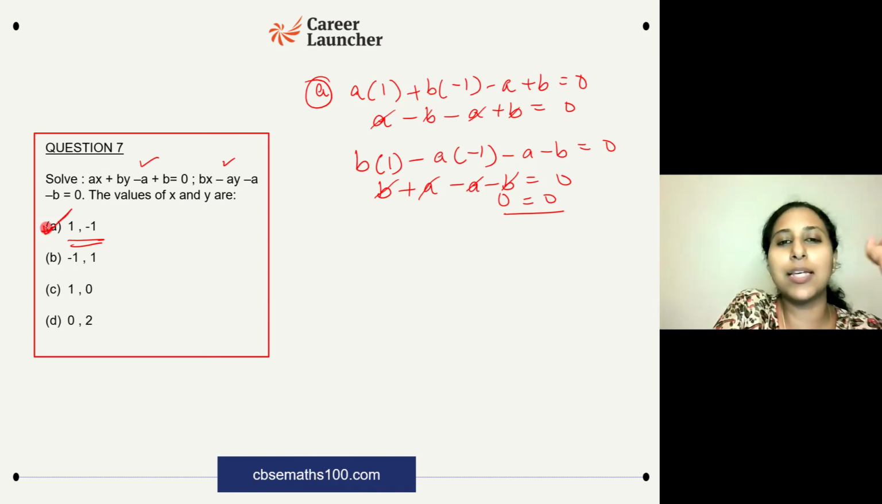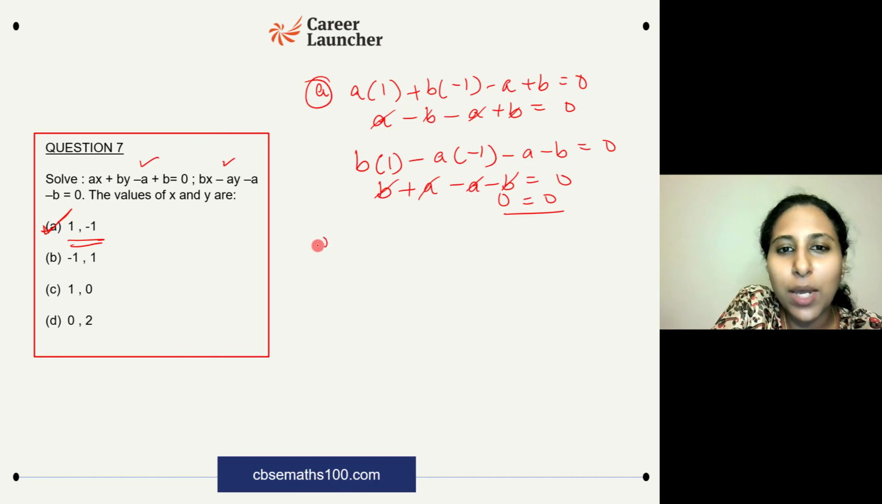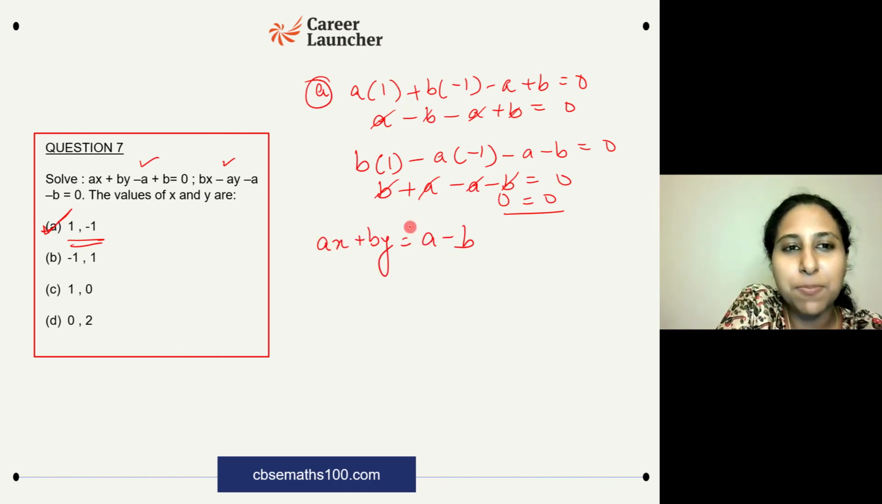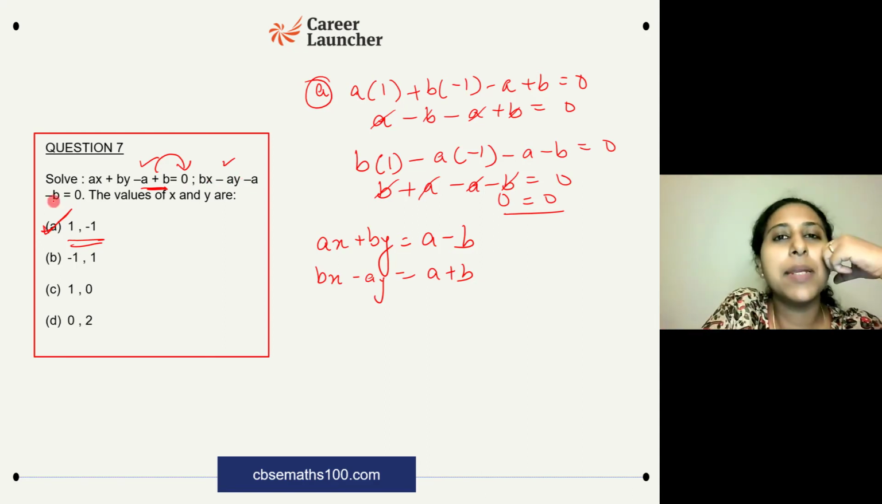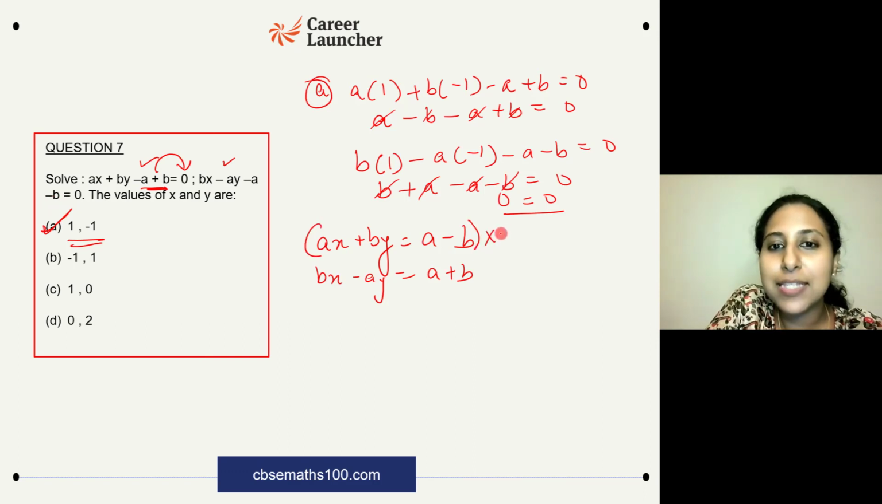The way you solve this would be to rearrange these equations as ax plus by is equal to a minus b. What I did here is I moved this to the right side. And in the next case, I have bx minus ay is equal to a plus b, when I am moving minus a and minus b to the other side. I will use the elimination method here. When I use elimination, what happens? Multiply the first equation by a and multiply the second equation by b.